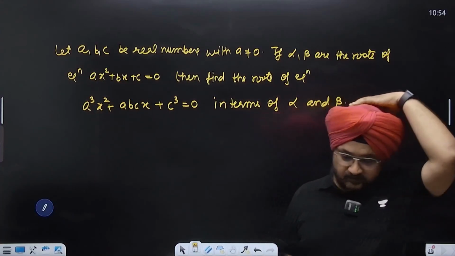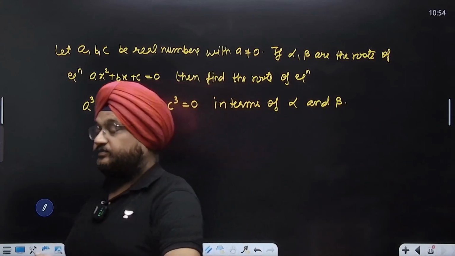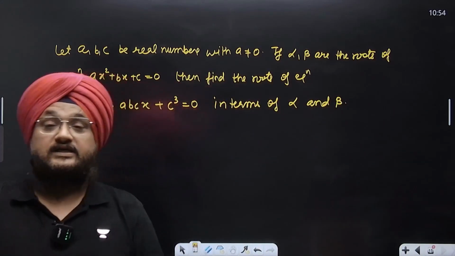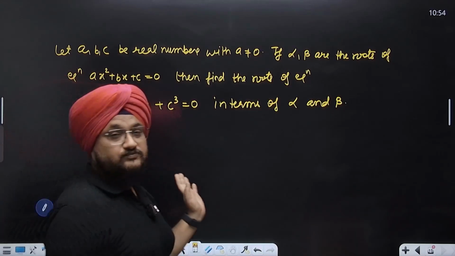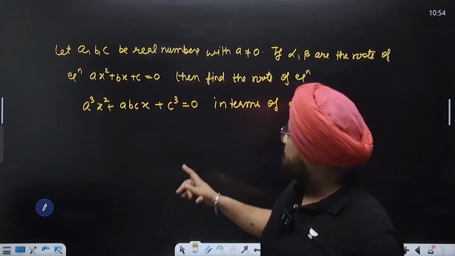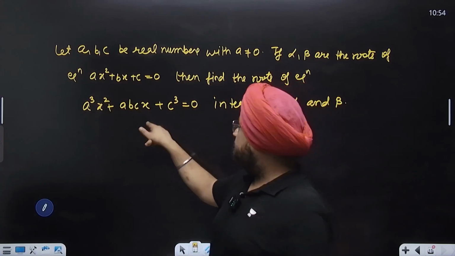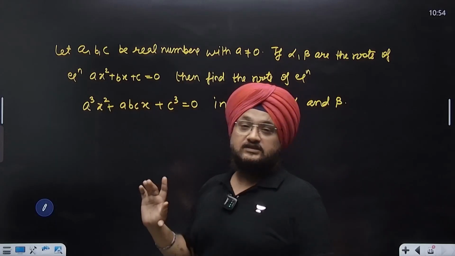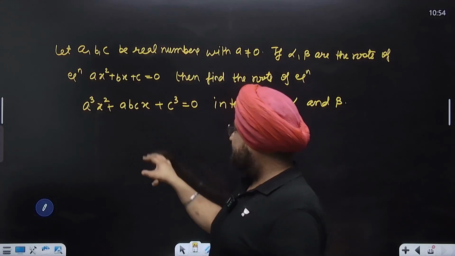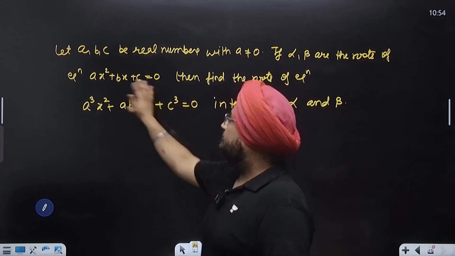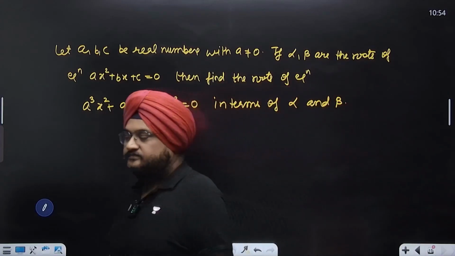Now, if we want to use the quadratic formula, this will be a pretty difficult, pretty lengthy task. The roots of the first equation are minus b plus minus root b square minus 4ac upon 2a, and the roots of this equation will be again minus b, which is bc, plus minus root b square minus 4ac, and we have to consider that expression. We have to simplify that expression in terms of alpha and beta, because we have to find the roots in terms of alpha and beta.